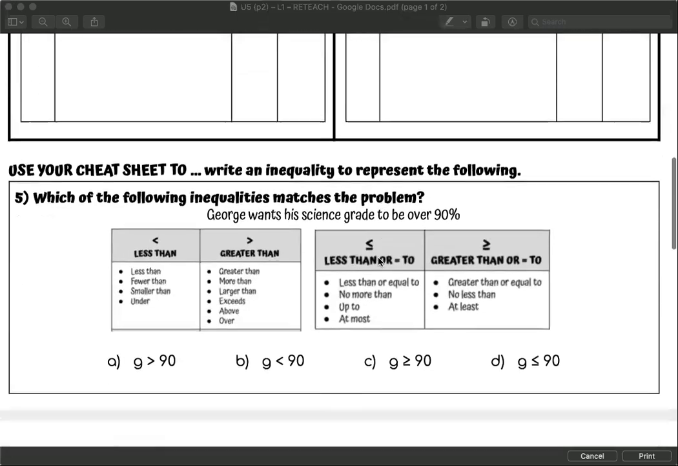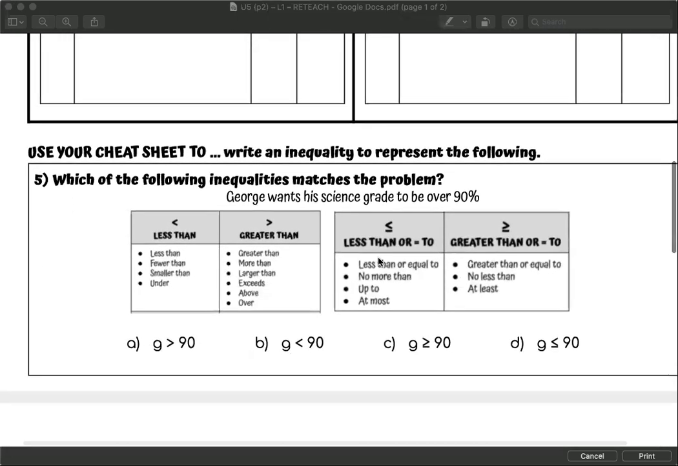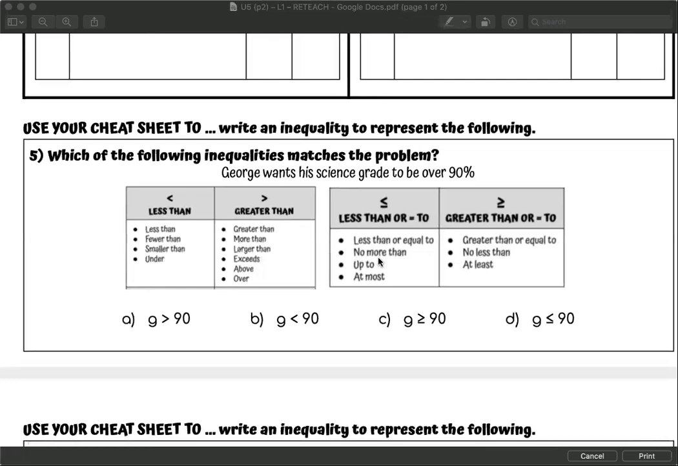Let's review the next part of representing inequalities, which is writing an inequality to represent a scenario. For this reteach, we've got all the possible inequalities that you could have, and we're going to choose which one applies. George wants his science grade to be over 90%. First thing I'm doing is circling my number. Next, I'm highlighting the word that tells me the inequality symbol.